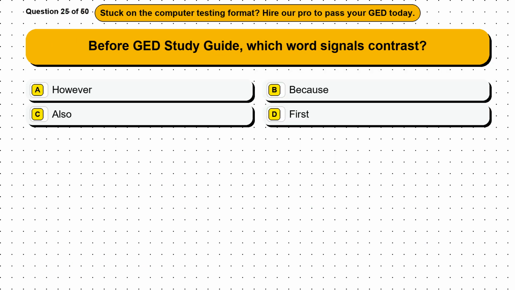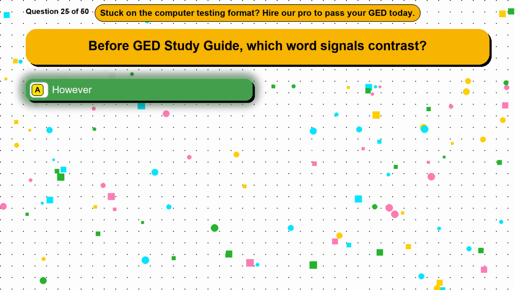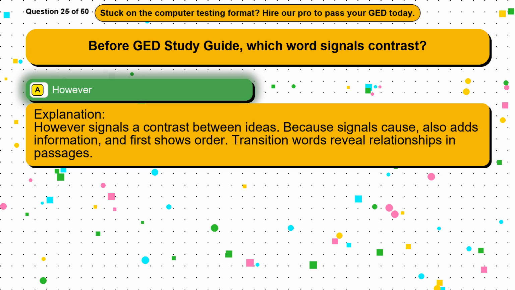Question 25. Before GED Study Guide, which word signals contrast? Option A, However. Option B, Because. Option C, Also. Option D, First. The correct answer is option A, However. However signals a contrast between ideas. Because signals cause, also adds information, and first shows order. Transition words reveal relationships in passages.